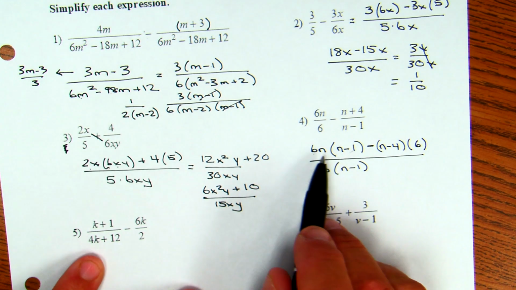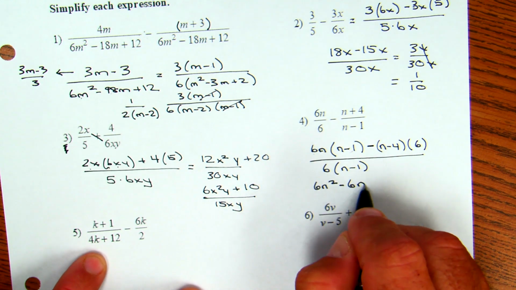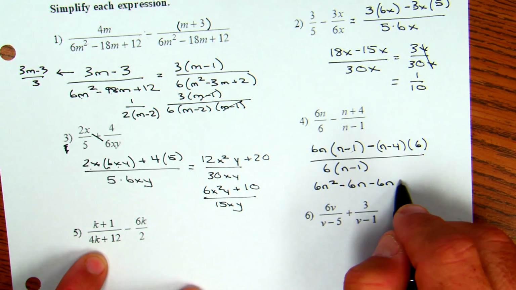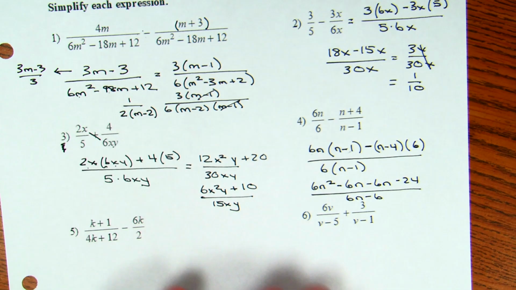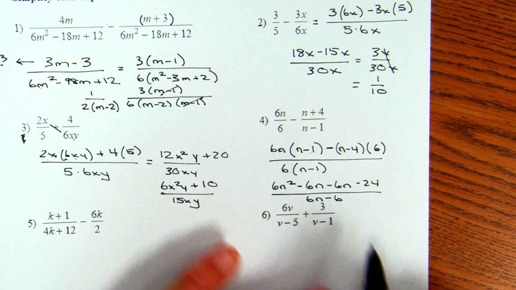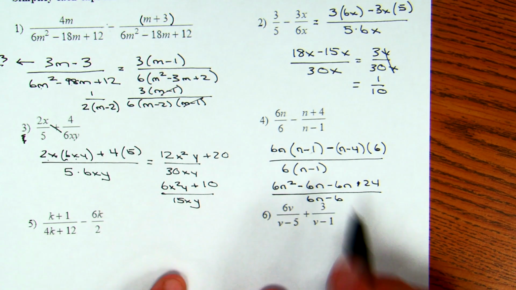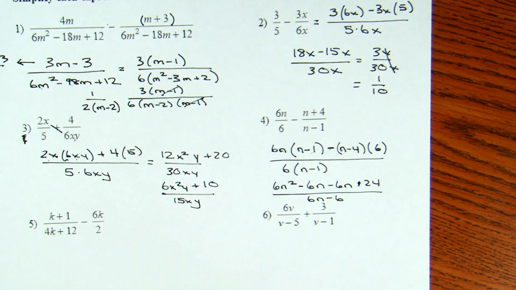I'm then going to distribute. 6n times n is 6n squared. 6n times negative 1 is negative 6n. 6 times n is also negative 6n. 6 times negative 4 is negative 24. All over 6n minus 6. Up top, can I hold on, 6n, yep, plus 24, sorry. I jumped some signs because the negative turns it back into a positive, I apologize. So in other words, the negative 4 times 6 is negative 24, but the negative of the negative 24 turns into a positive 24.